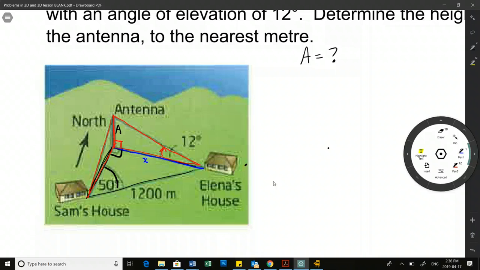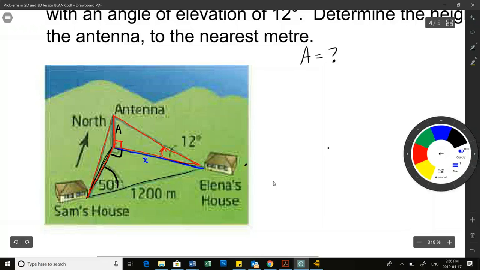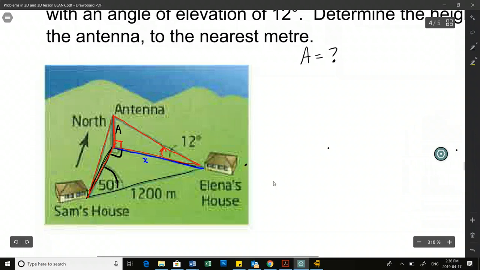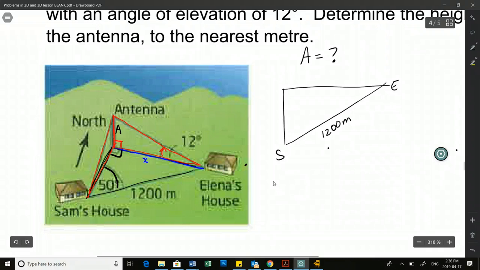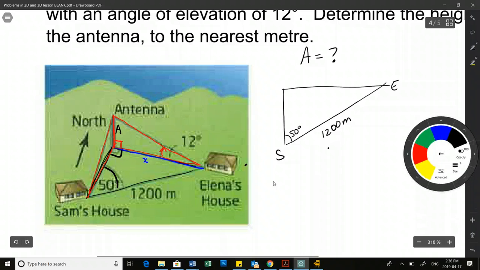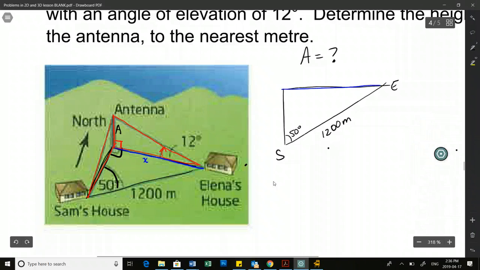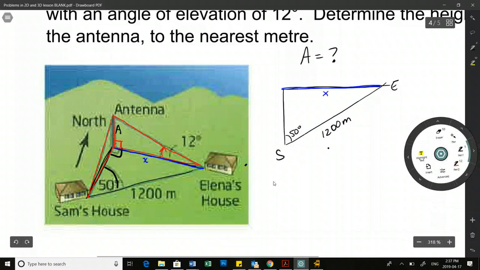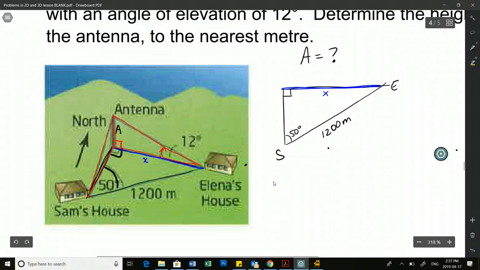So we're just going to focus on our flat triangle right now. The base. If I looked at this flat triangle with a bird's eye view, it would have a right angle. This is Sam's house and Elena's house. It has 1,200 meters, 50 degrees, and this blue line right here we called X. This is a bird's eye view of what we have. We also know, based on the picture, that this is a 90-degree angle.